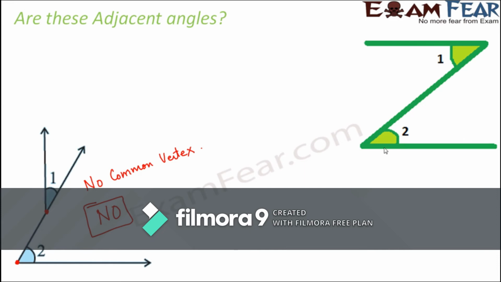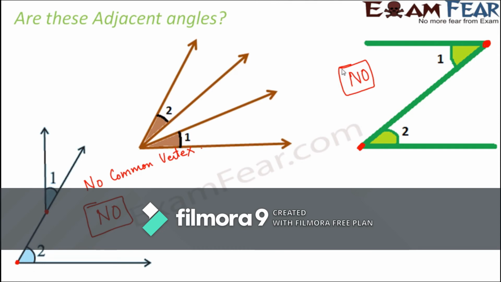So here what do you think? Are they adjacent angles? Not again. That's because again when you look at angle 1, which is the vertex for angle 1? This is the vertex. Which is the vertex for angle 2? This is the vertex. So again they do not have a common vertex. So therefore here also these are not adjacent angles.